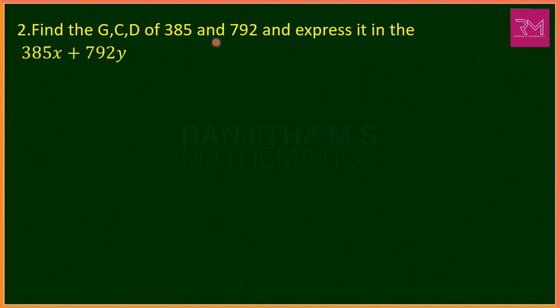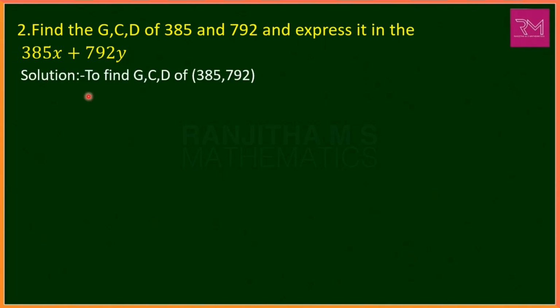Find the GCD of 385 and 792 and express it in the form of 385x plus 792y. Here they are asked to find the GCD of two integers, which means you have to apply the Euclidean algorithm method. Euclidean algorithm method means you have to find the successive divisions for the given integers. After finding the successive divisions, the last non-zero remainder will be the GCD of the given two integers. And also the Euclidean algorithm says we can express it in the form of g is equal to ax plus by with the help of the division algorithm method. First, take the given data.